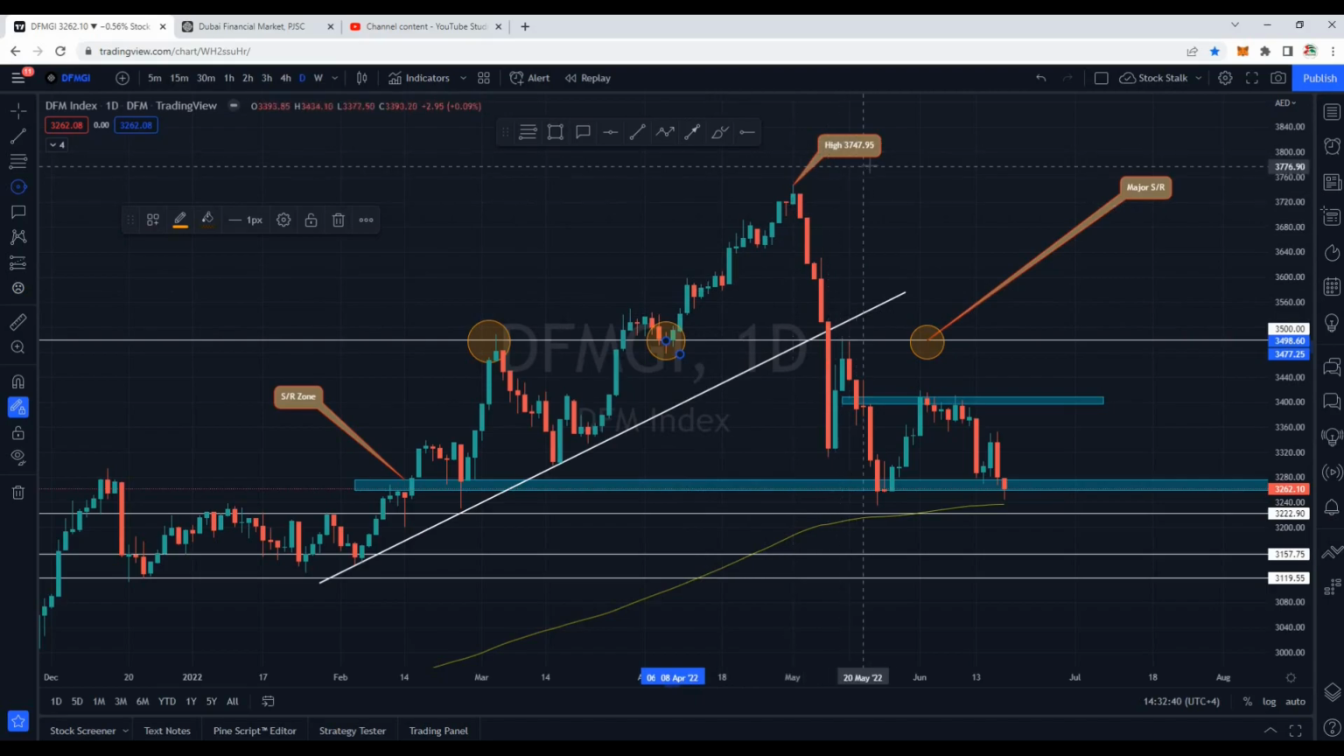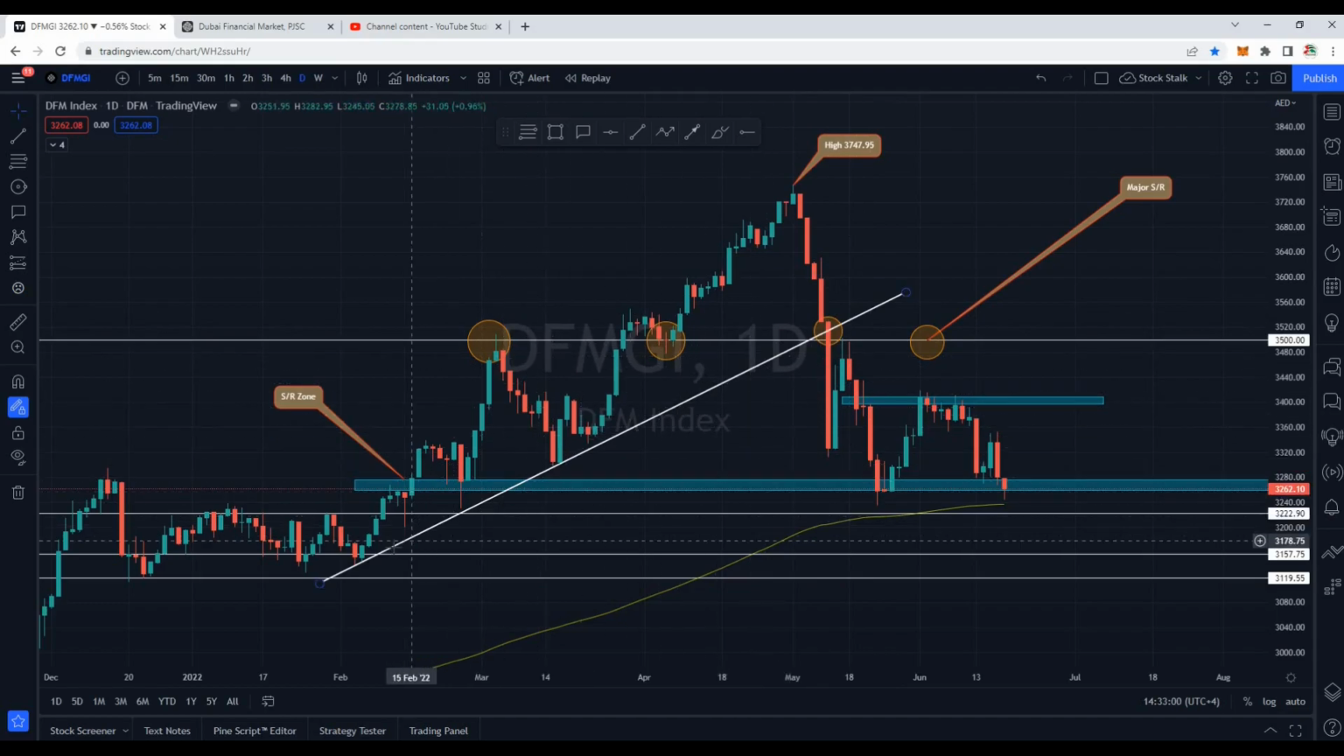It touched 3,747.95. This is very unlucky number for the market, and from here market just plummeted to the downside. Now, one thing very important here is that market broke this trend line. It did not respect. So can we say that downtrend have started? No, not yet. Let me explain.